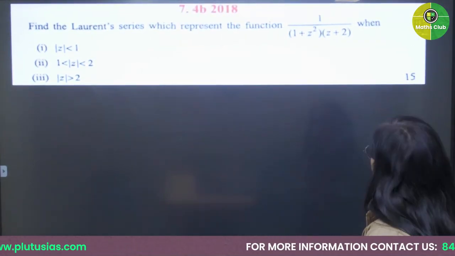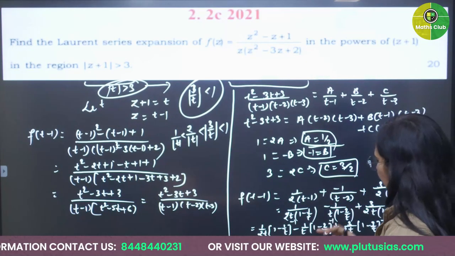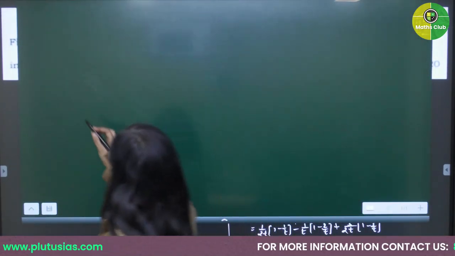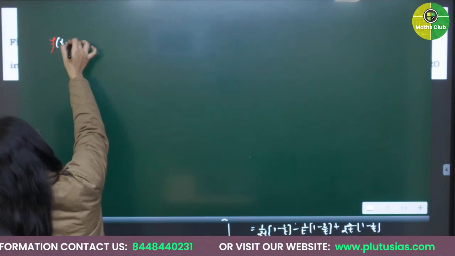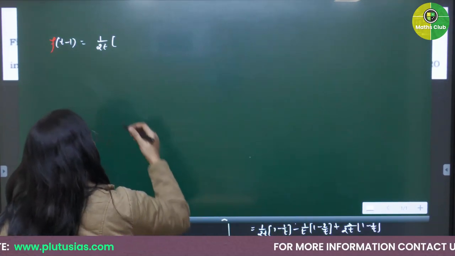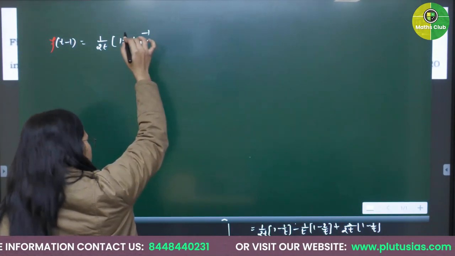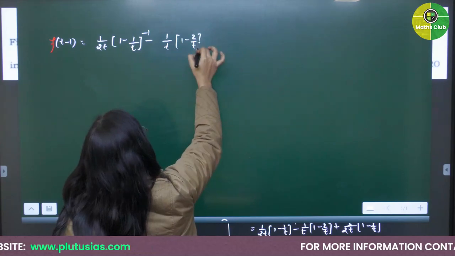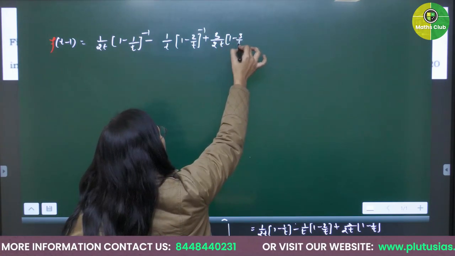So let's expand this on the next page, but we don't have space. We will take the inner board. 1 minus 1 by t, inverse. Okay, so your f of t minus 1 would be 1 by 2 t, and that is 1 minus 1 by t raised to power minus 1. Let me write so that you won't get confused. Minus 1 by t, 1 minus 2 by t is there, I think. Yes. Its power minus 1, plus 3 by 2 t, 1 minus 3 by t, its power minus 1.